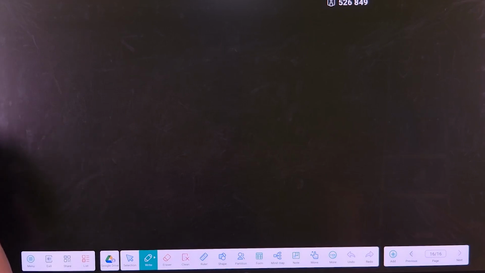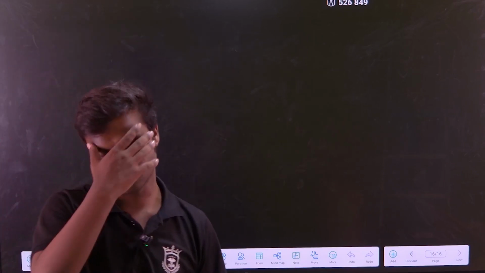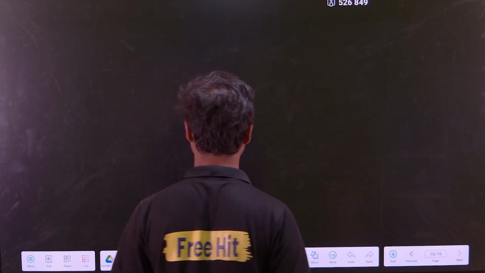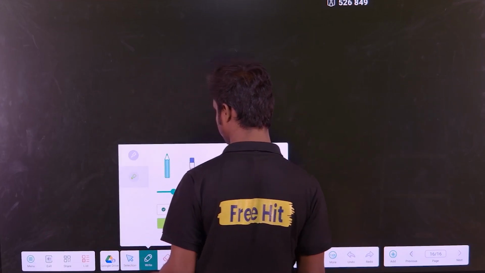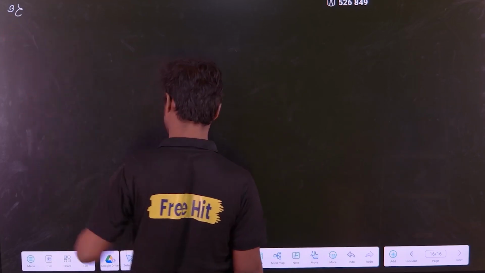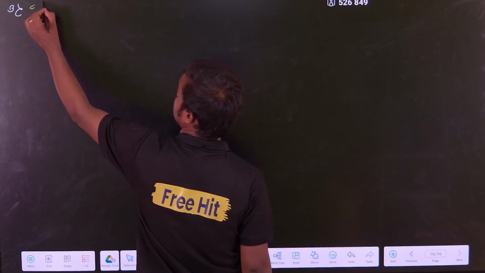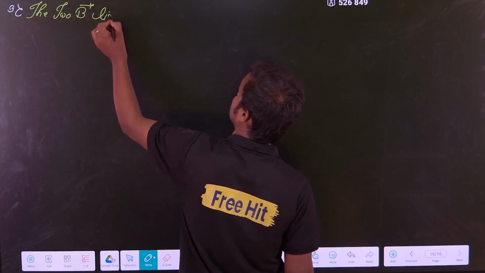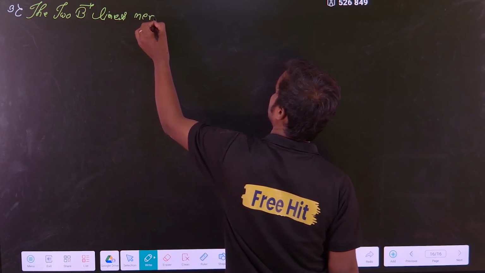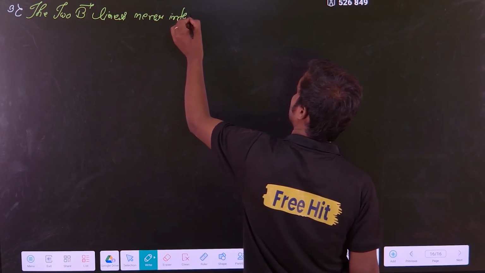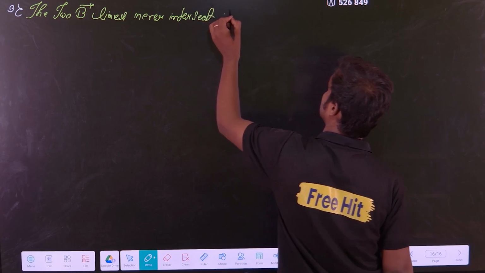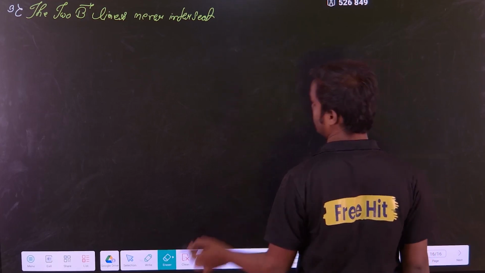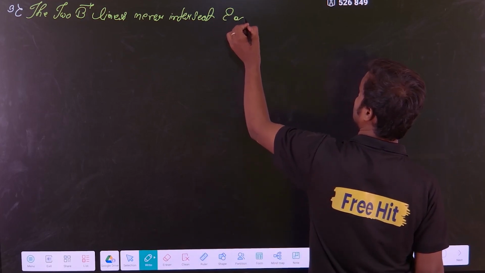Till here, does anyone have a doubt? Now, what is the next property we discussed in electrostatics? That two electric field lines cannot intersect each other. Similarly, here also, the two magnetic field lines never intersect each other.